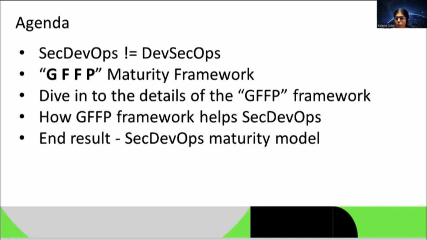Then there is a maturity framework which I would like to address, called the GFFP maturity framework. It's called the Govern, Find, Fix, and Prevent Maturity Framework. We'll go through this and dive into the details of this framework. And then we'll see how the GFFP framework helps SecDevOps in the farther and the near times. So we'll figure out what best we can do in the immediate future and what best we should be doing as we move ahead in the future. And then obviously at the end, we'll have a maturity model for our SecDevOps practices. So we'll keep our focus on these five, which is primarily around the GFFP framework.